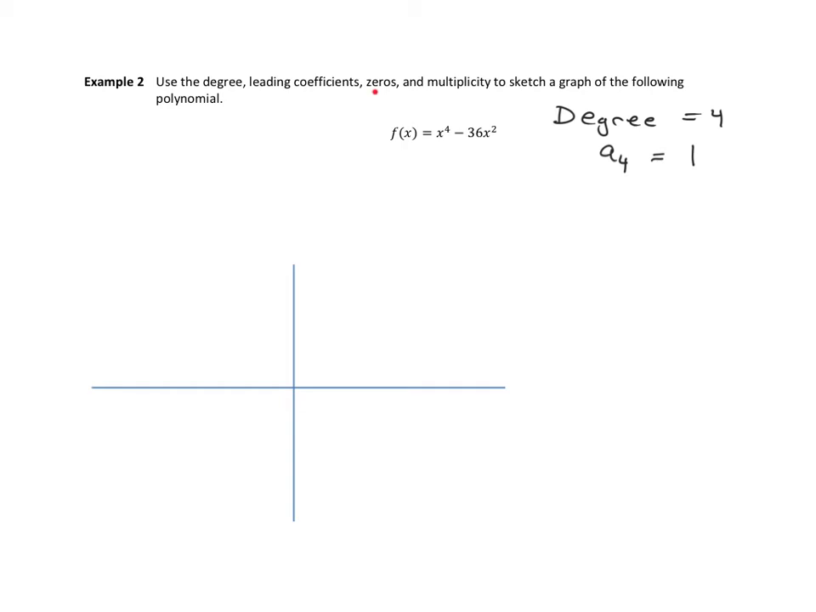Now, I don't know the zeros, nor their multiplicities, but that's because this thing isn't factored. If we can factor this polynomial, it'll be a lot easier to determine these things here. So how do we factor this thing? I'm going to start by removing a greatest common factor of x squared from both terms. So this function, I'll write it off to the side, f of x. You can factor out an x squared, and what is left over is x squared minus 36.